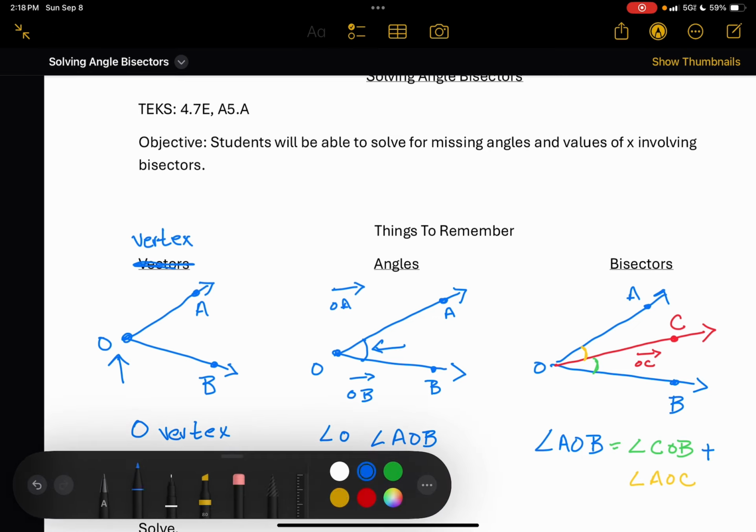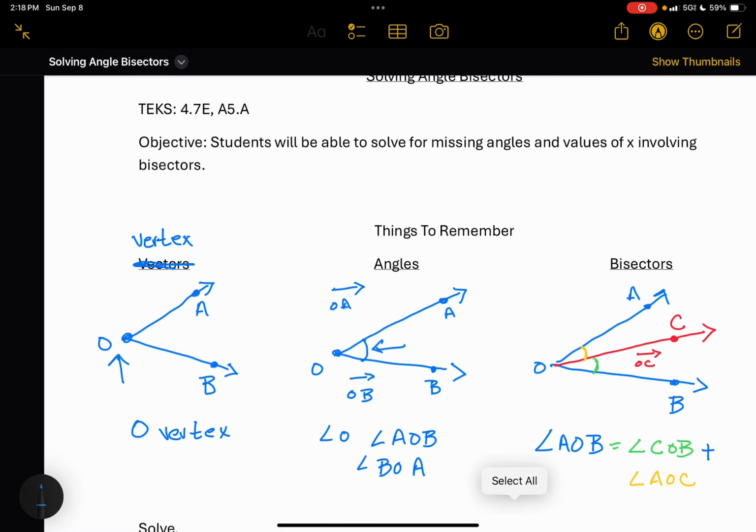So bisectors, okay? So we have vertex. Vertex is going to be that middle point of our angle down here at angle O. Angles are made up of two rays, so I can name it angle O, or I can name it angle AOB or angle BOA. They're all indicating the same angle, and we use that little half moon looking shape there in the middle to indicate the angle.